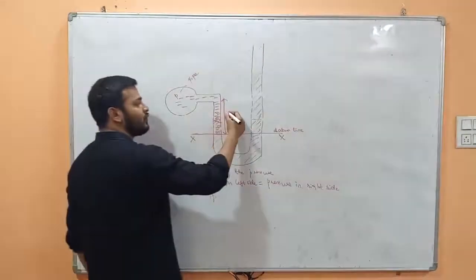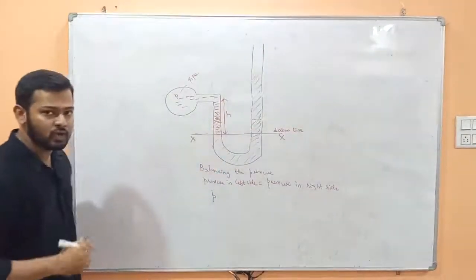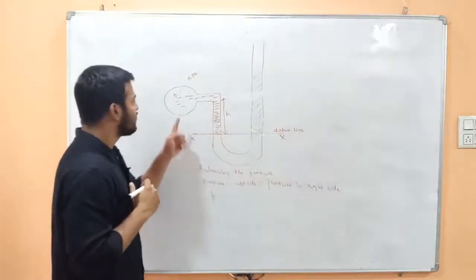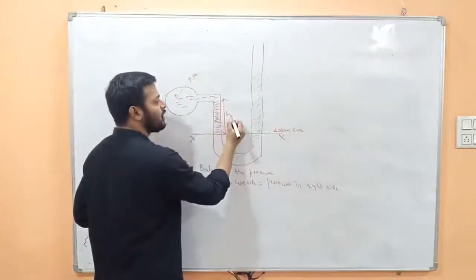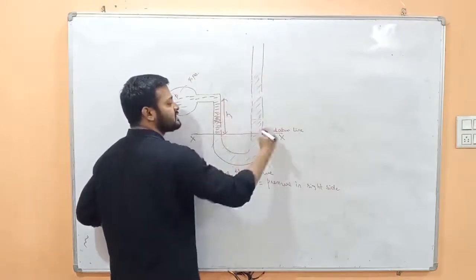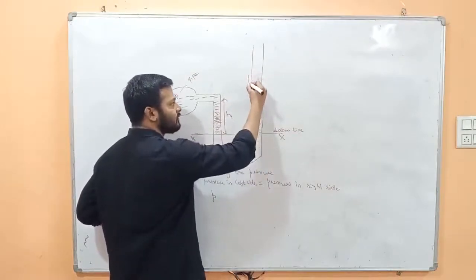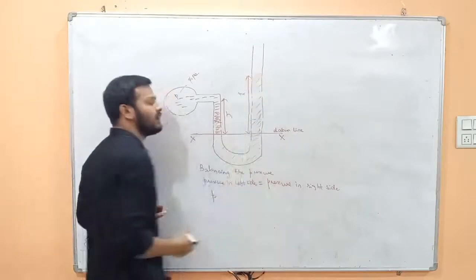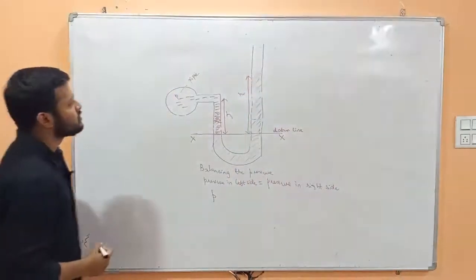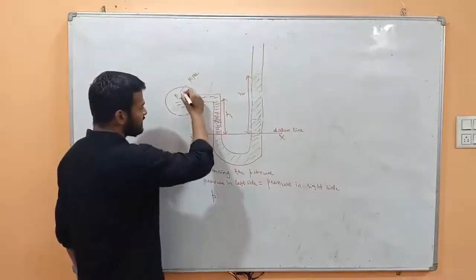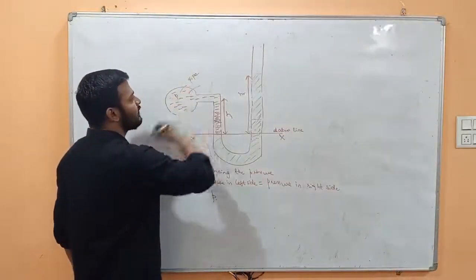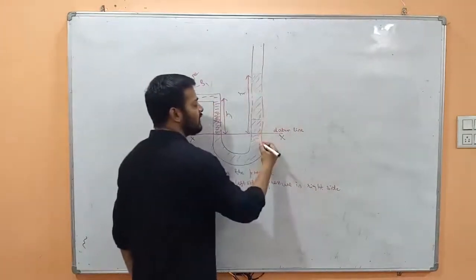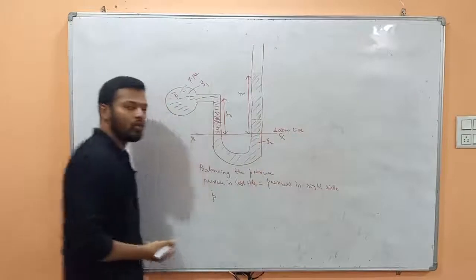This height of liquid, because the formula of pressure is rho g h. Whenever you have some height of liquid, there will be pressure. So let's say this height is H1, and this height which is above the datum line, let's say this height is H2, which is the height of mercury, the heavy liquid. Let's say this pipe has a liquid which has a density of rho 1, and the density of mercury is rho 2.